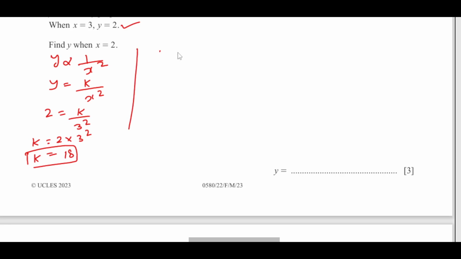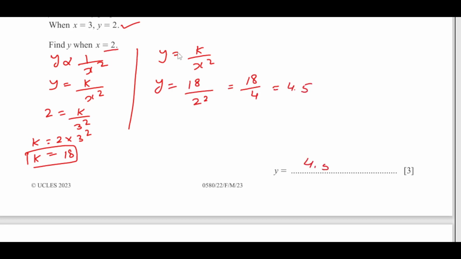Now we can use this equation, y equals k over x squared, and we are looking for the value of y. K is 18 now, and x we are given is 2. So 2 squared is 4, and 18 over 4 is 4.5. So y is 4.5. So that's it for this video.